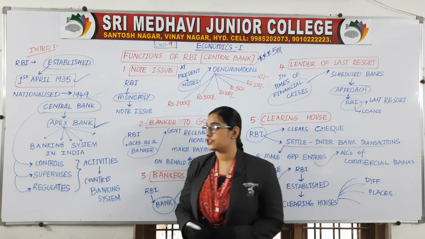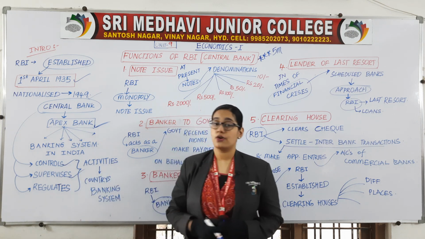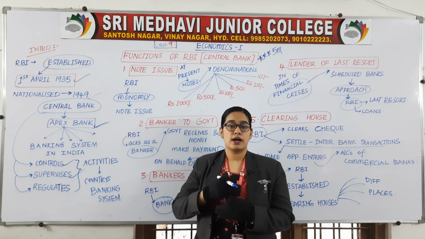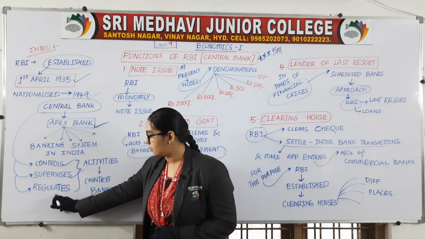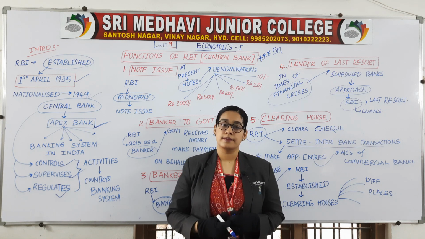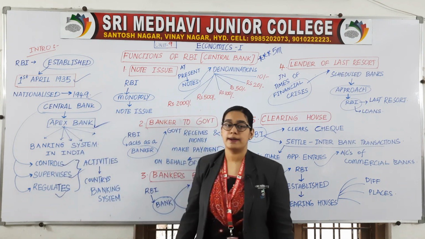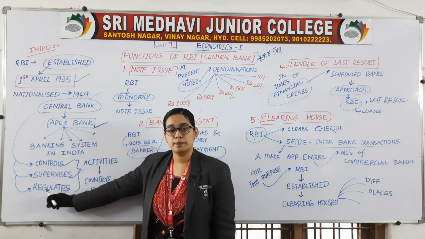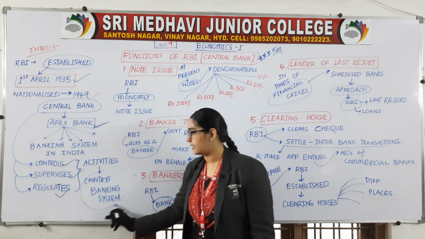There are three important functions. It will control the activities and supervise all the activities of other banks. If any bank has some problem, they will come to RBI, and RBI will supervise all the other activities of banks. Then it will regulate, like: you need to do this activity, I'll allot you the work. So who is regulating activities of other banks? That is the central bank. So what are the three important functions? It will control, supervise as well as regulate the activities of the country's banking system.